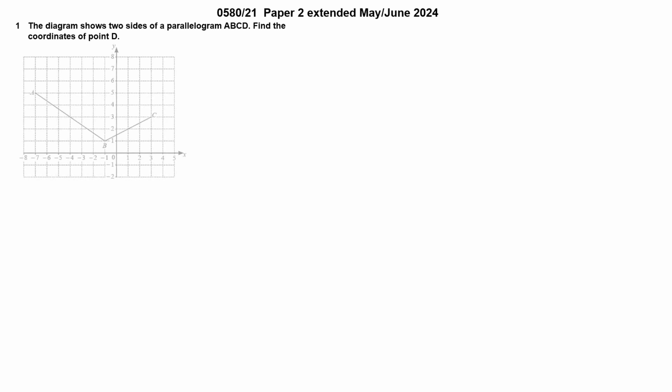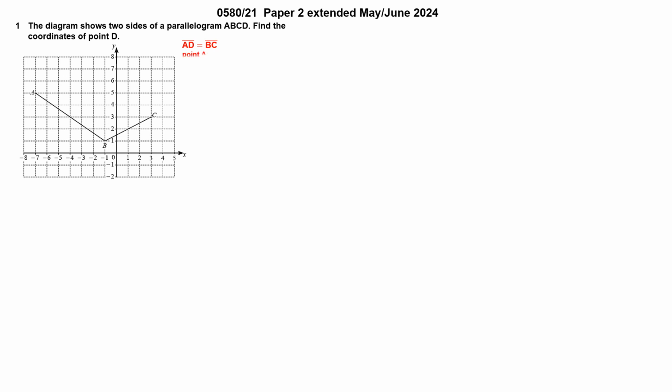Question 1. The diagram shows two sides of a parallelogram ABCD. Find the coordinates of point D. In a parallelogram, the opposite sides are both parallel and equal in length. Given points A, B, and C, we need to determine point D such that line segment AD is parallel to and equal in length with line segment BC.